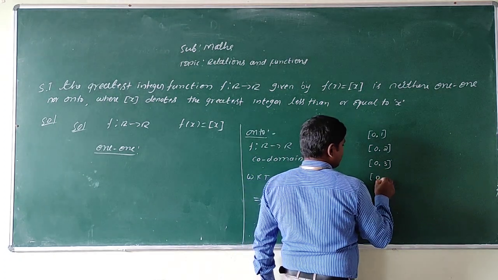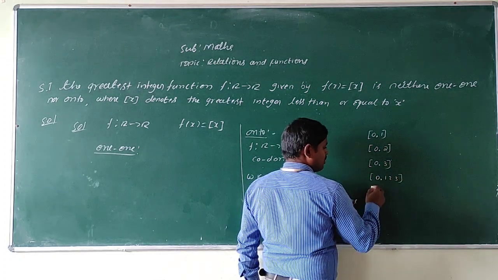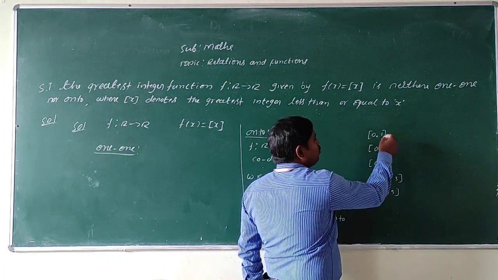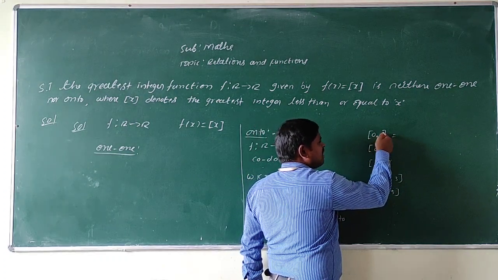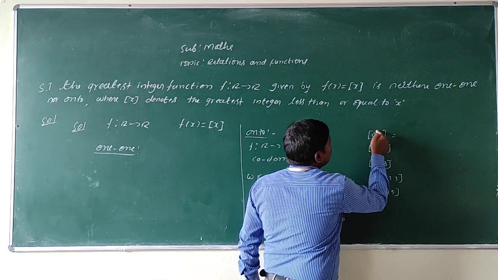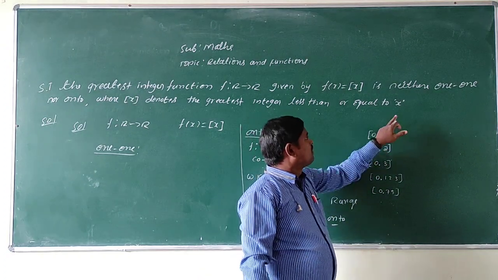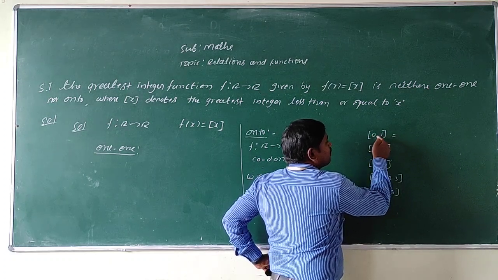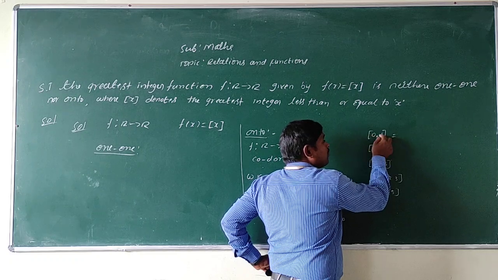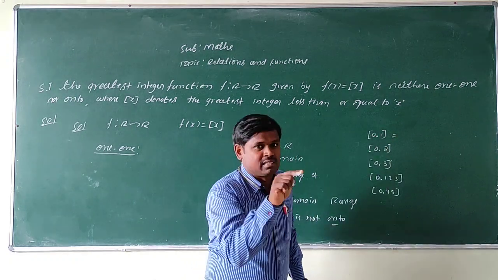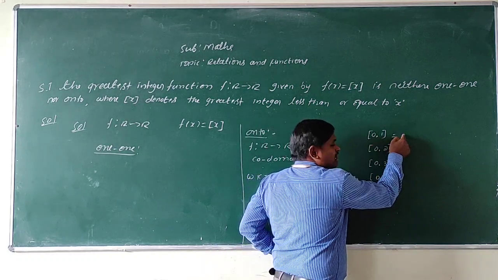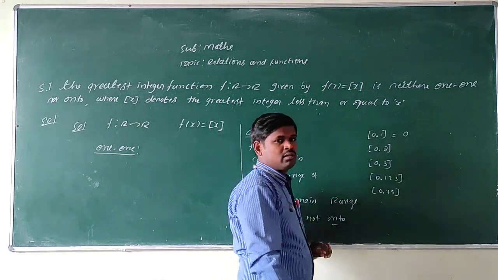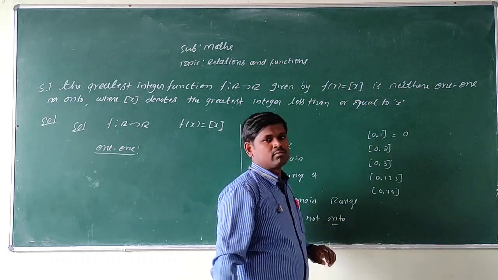Or box of 0.123, or box of 0.75, like this. What is the output? The greatest integer less than or equal to x. For the number 0.1, we take the integer less than or equal to this number, that must be an integer. So the integer less than 0.1 is 0. Therefore box of 0.1 is 0. That is the definition of the greatest integer function.